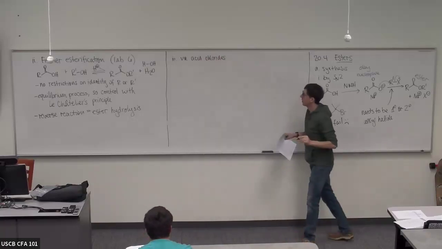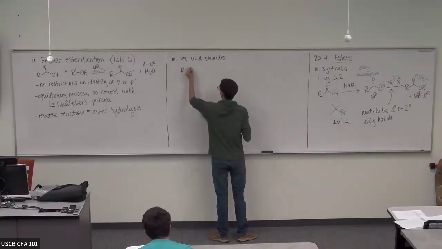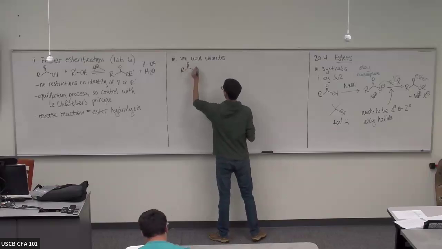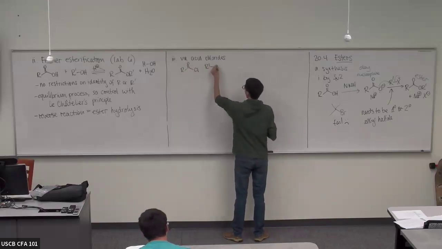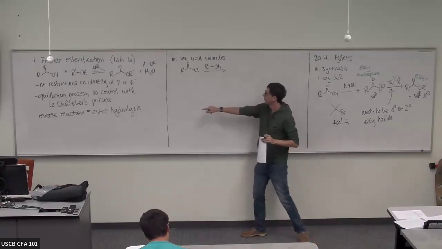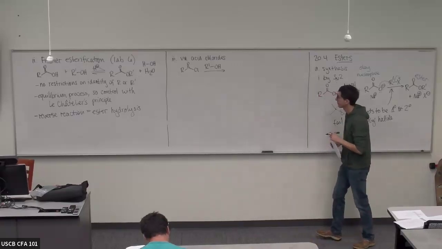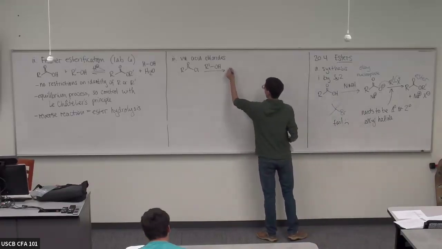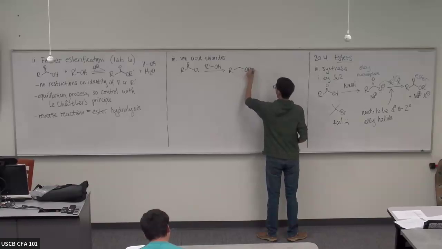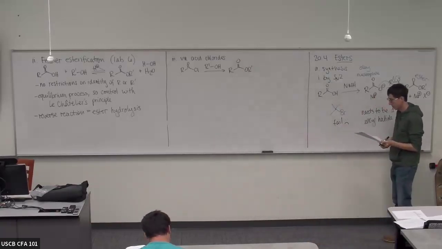The final way we already talked about when we did acid chlorides. And that is to take your acid chloride, react it with an alcohol. This is the methanol reaction we did at the beginning. And that you get this.